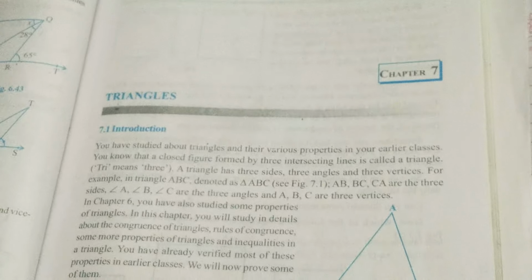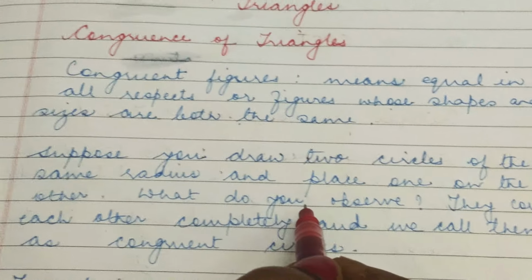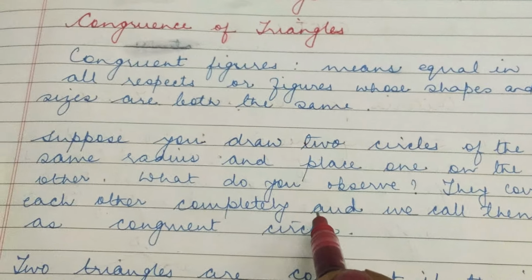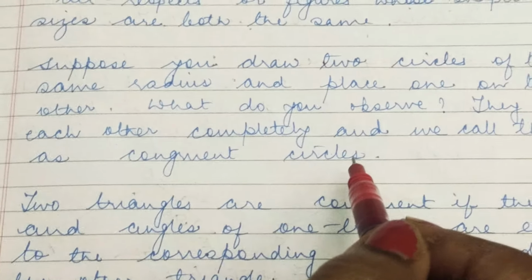Now, what do you understand by congruent? Congruent means equal in all respect, or figures whose shapes and sizes are both the same. Suppose you draw two circles of the same radius and place one on the other. What do you observe? You will observe that they cover each other completely, and we call them congruent circles. Similarly, two squares of the same sides are said to be congruent.